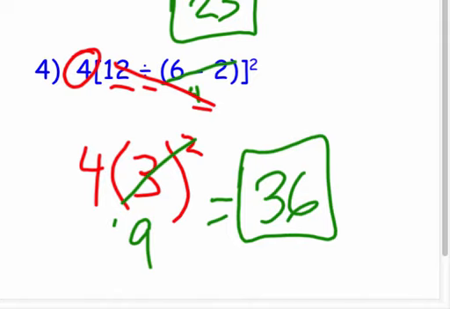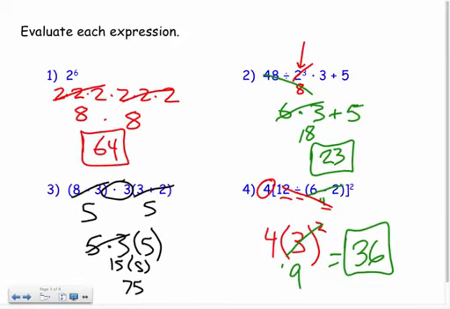So don't work too fast. Always follow through. Parentheses. Are you done with parentheses? Now go to exponents. Done with exponents. Multiply, divide. Done with that. Go to adding, subtracting. Follow your steps. Don't keep going too fast.